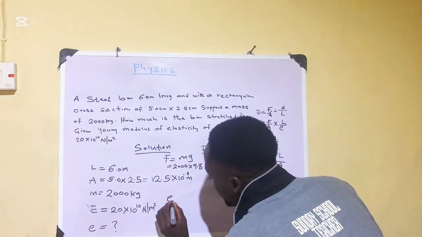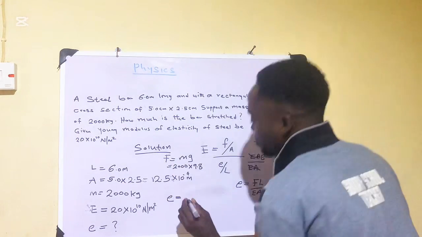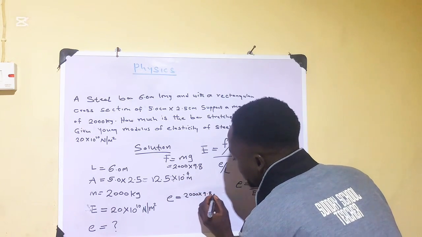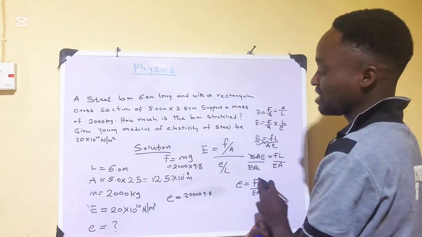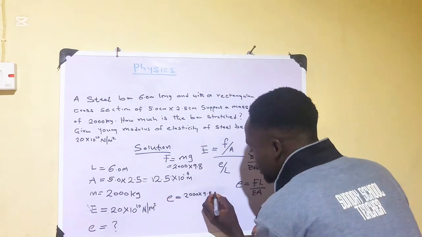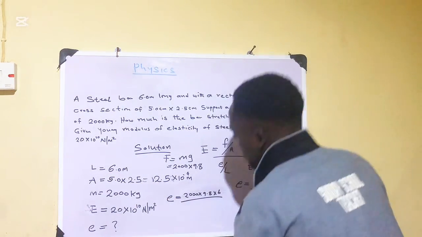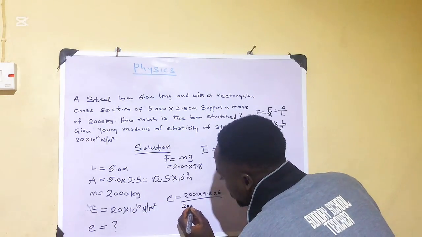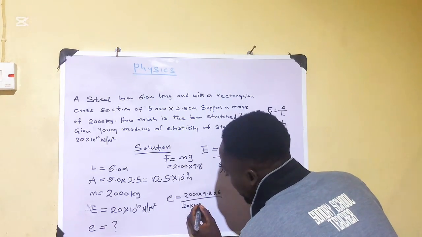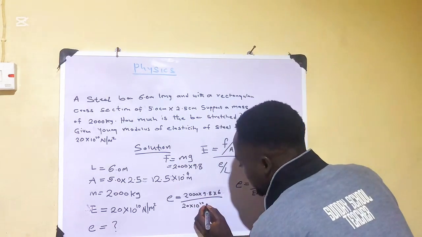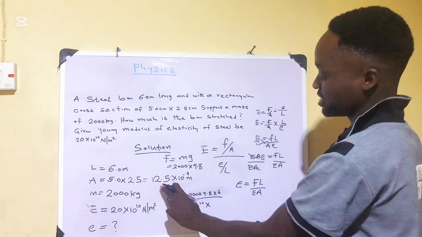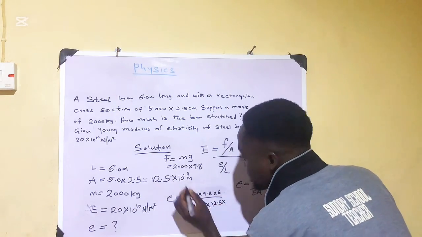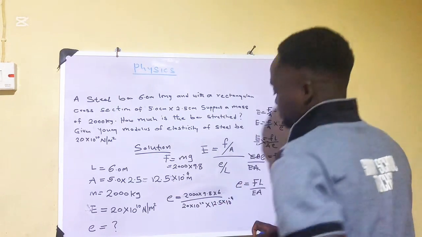So that means my e will be equal to, what is force? This is what I got as force, which is 2000 times 9.8. The next thing is times this L. What is the value of L? Look at it, our length is 6 meters. So times 6, all over, what is my E? I've already stated my Young modulus, which is 20 times 10 to the power of 10. Times my A. What is my area? My area is 12.5 times 10 to the power of minus 4.